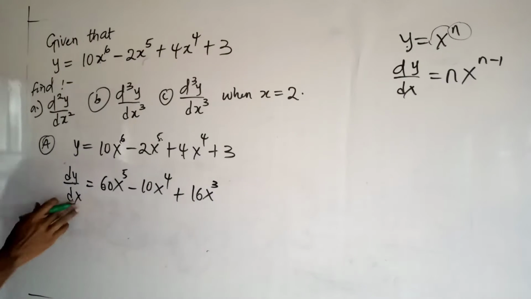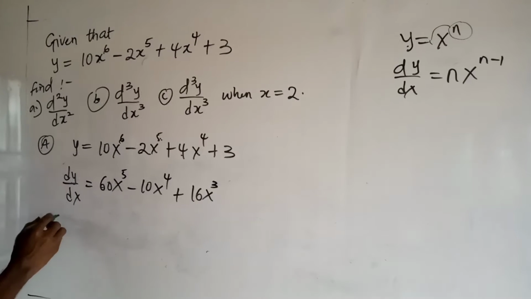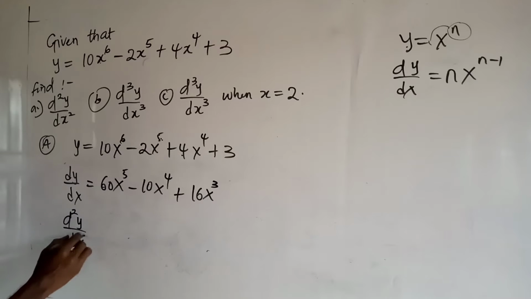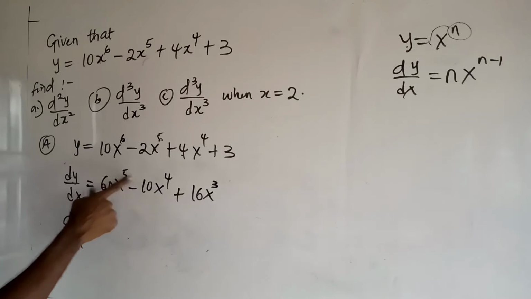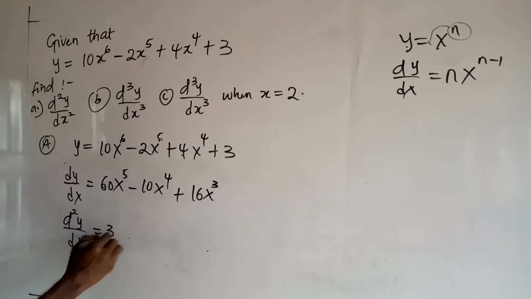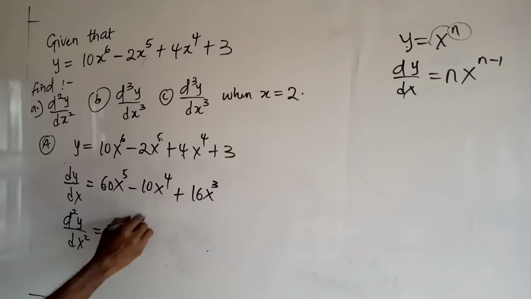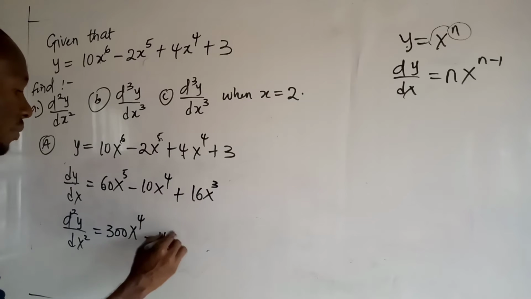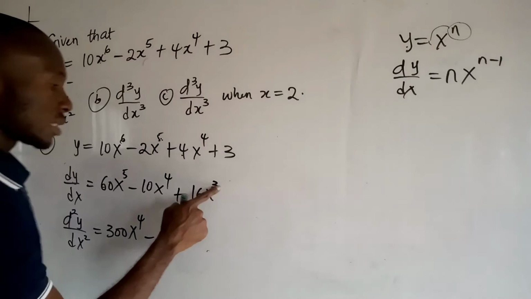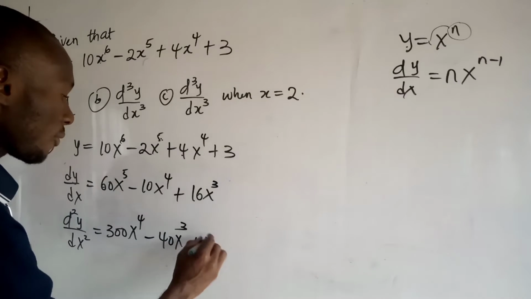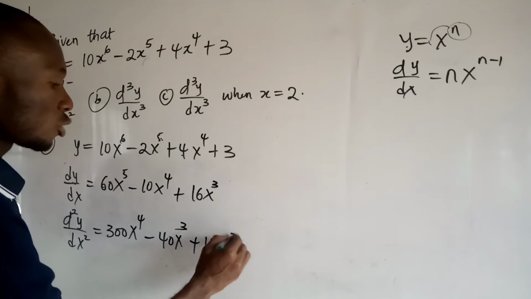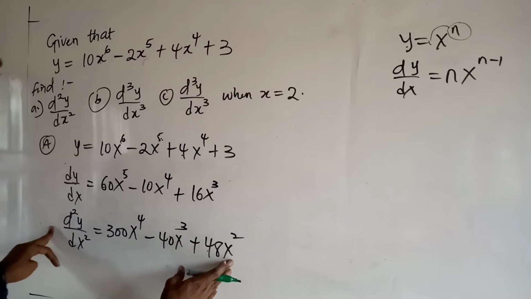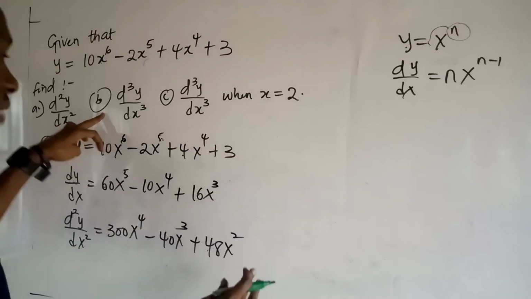Okay. Now the next thing, we want to differentiate this function again. So I'm applying the second derivative, which is differentiating y with respect to x again. So I'll have 5 times 60, which will give me 300x to the power 4, because I remove 1 from the power again. Then 4 times 10 will give me 40x to the power 3. Then 3 times 16 will give me 48x to the power 2. Okay, yeah, that is what it is. Now you see we have the second derivative, so let us get the third derivative right now.